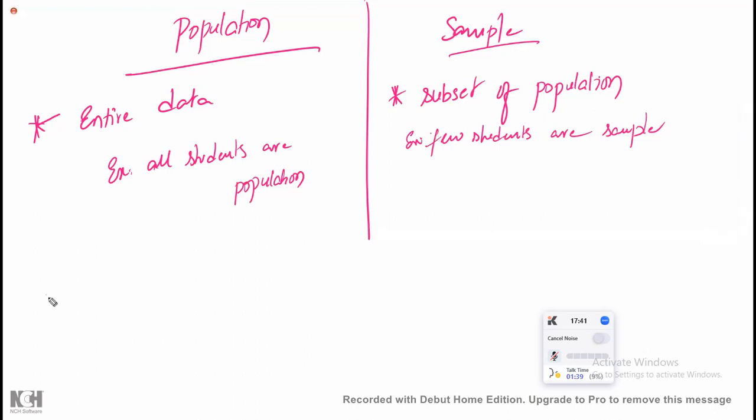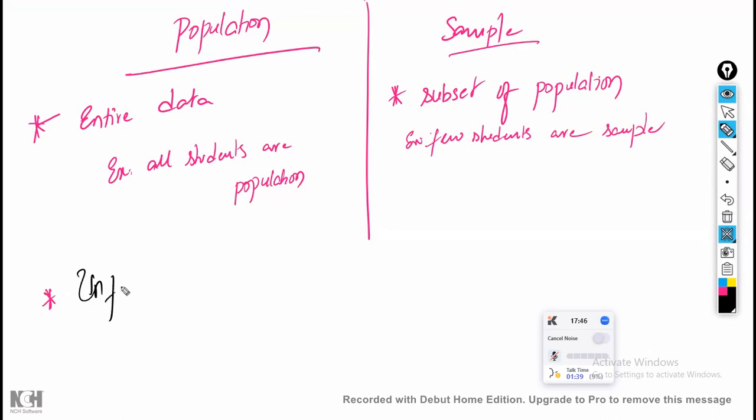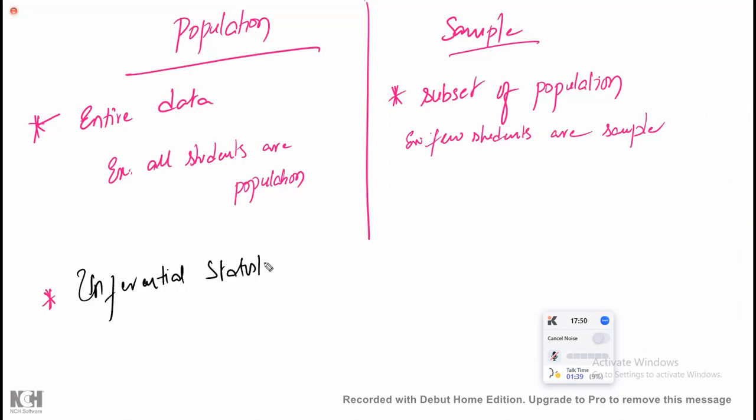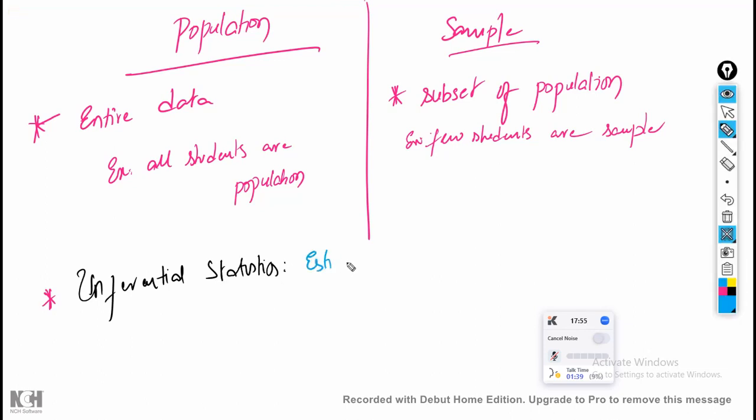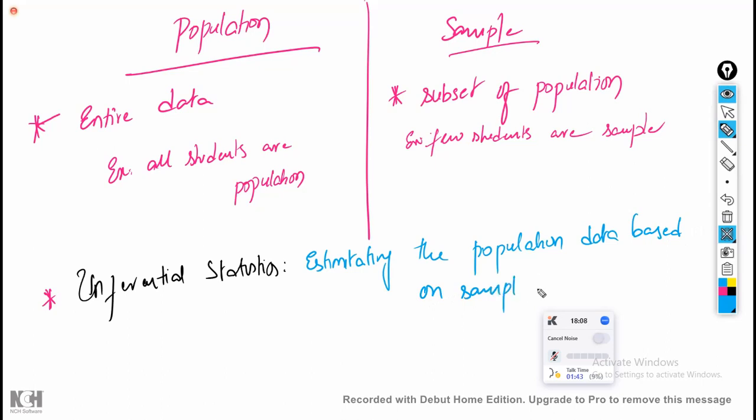Now, we are going to estimate. Whatever I have told you earlier, inferential statistics is nothing but estimating the population data based on sample data. I already told you this one. Now, what is meant by this? Example.